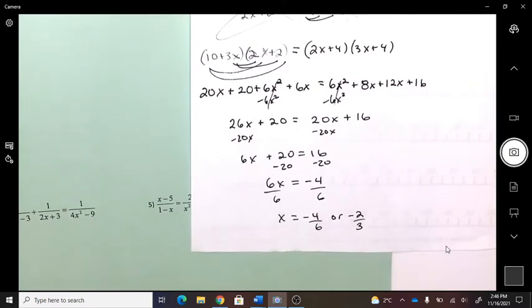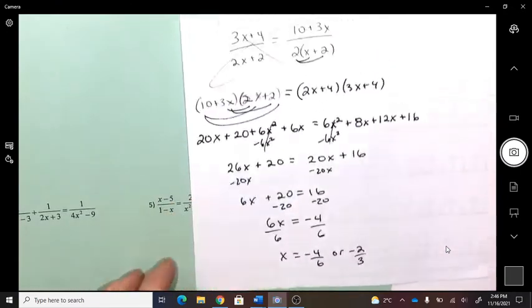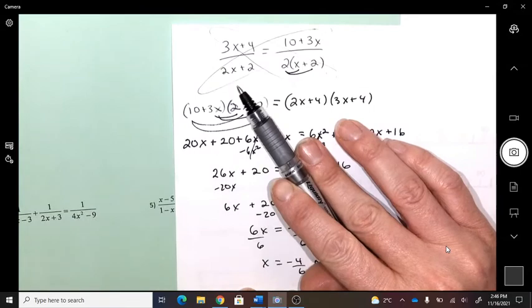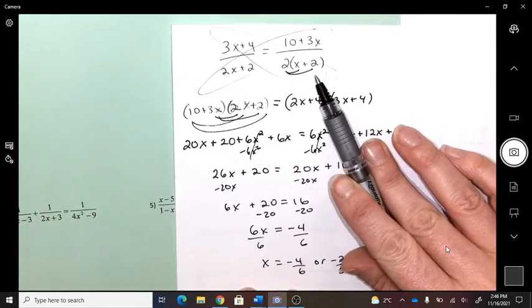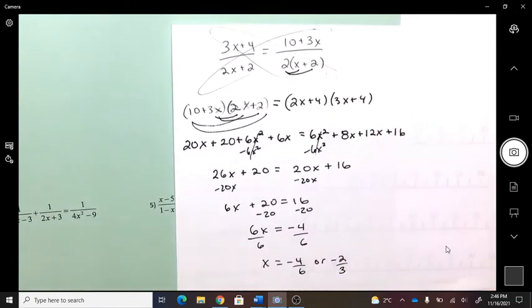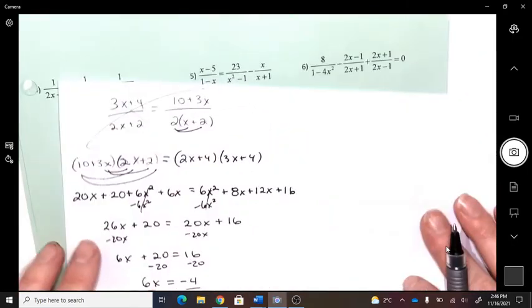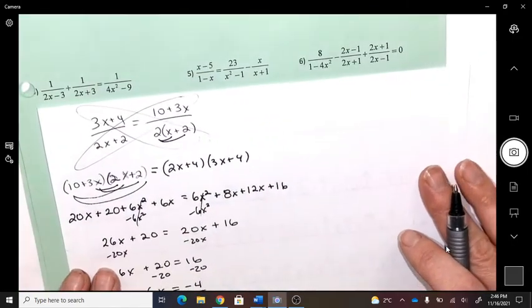Okay, when you're done, you need to go back up to the top and look at it and say, is it good? Does it pass the restriction test? Are you worried about negative 2/3? No, it's good. It's not a restriction. Okay, number 6.